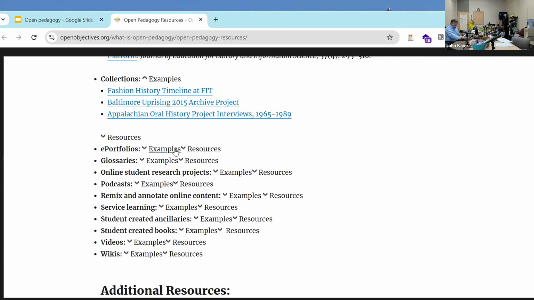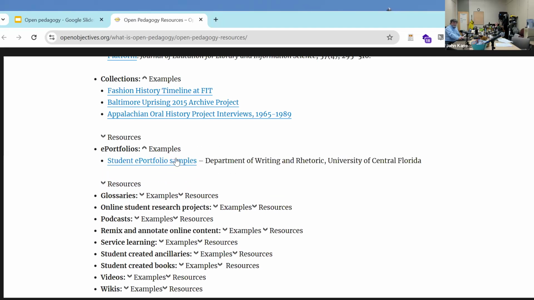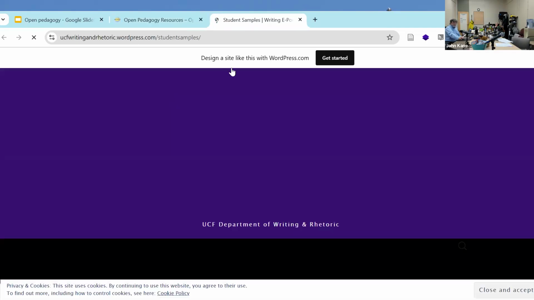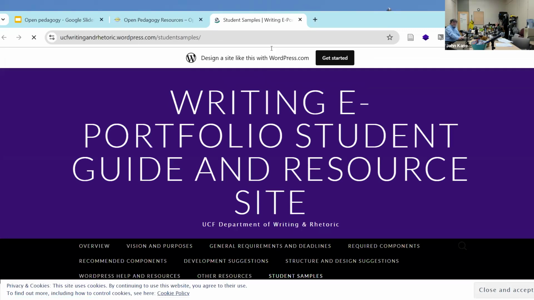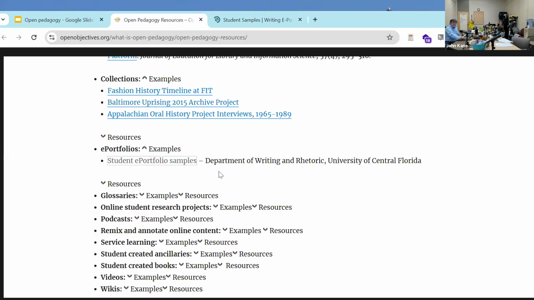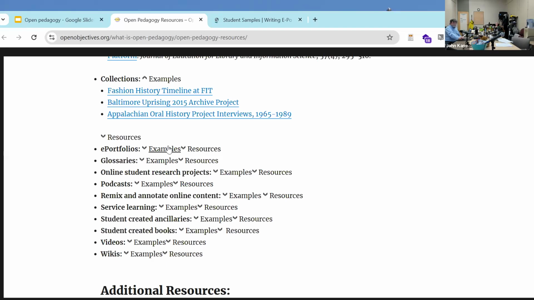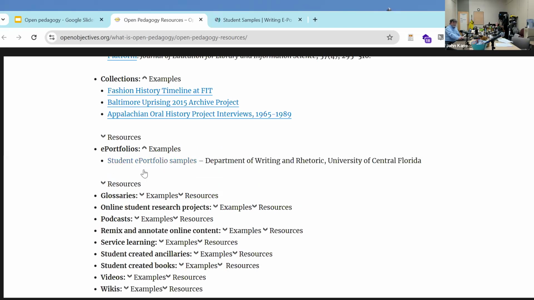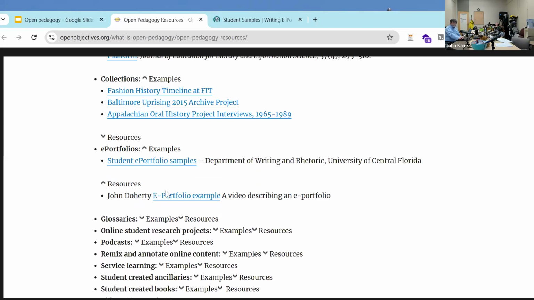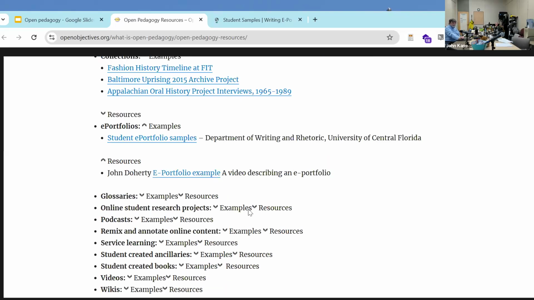E-portfolios, pretty much all the ones I had here disappeared. I did find one example here with student e-portfolio samples at the University of Florida. They tend to go away pretty quickly, but here, well, this is a guide that actually didn't belong there. I guess I didn't find any example, but here's some. These need to be reversed, so I replaced them, but I replaced them in the wrong place, but they're both there.